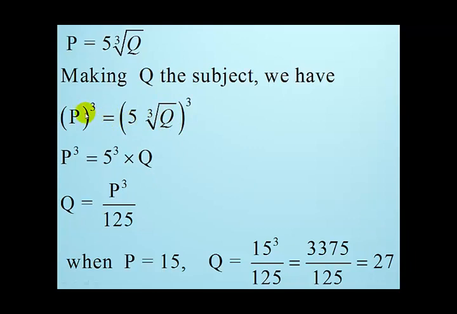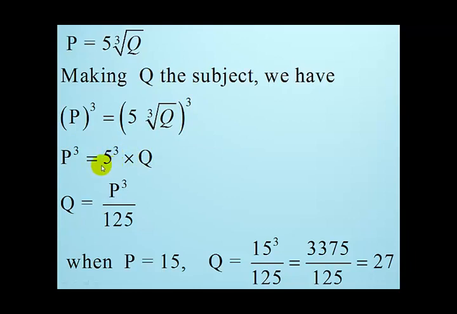So on the left hand side, P raised to the power 3, we have P cube. This is equal to, because 3 is also affecting 5, we have 5 raised to the power 3 times the cube root of Q raised to the power 3. The 3 will now cancel the cube root, and so we are left with Q. Now P cube is equal to 5 cube times Q. So we have to divide the right hand side by 5 cube. And 5 cube is the same as 125.